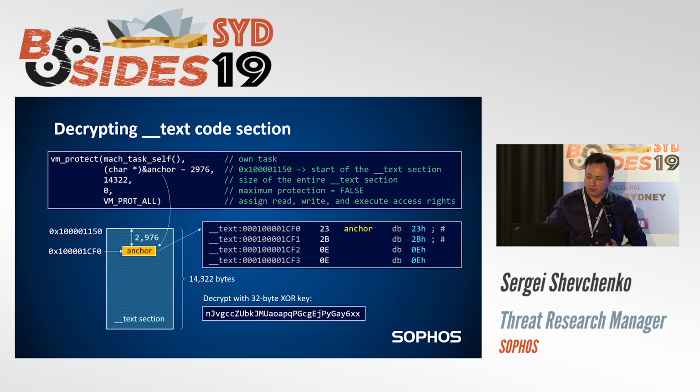And if you look at the ncore location in the memory, there are some gibberish bytes like 23, 2B, 0E, 0E, so there's meaningless bytes. Following that, it decrypts the whole text section by using the 32-byte XOR key.